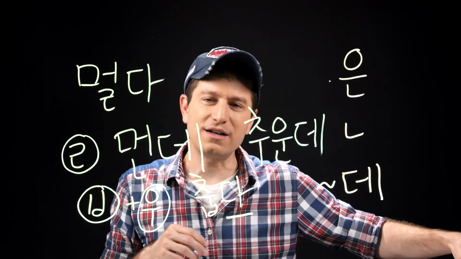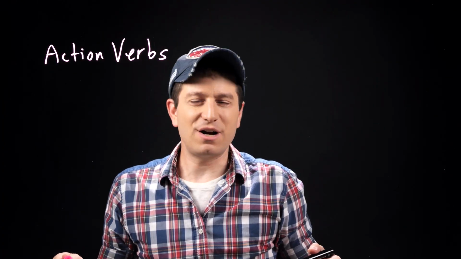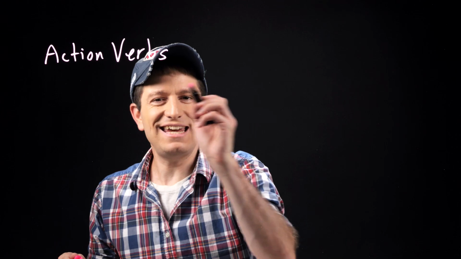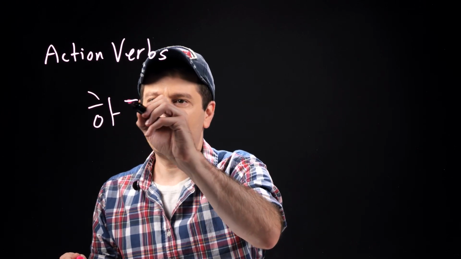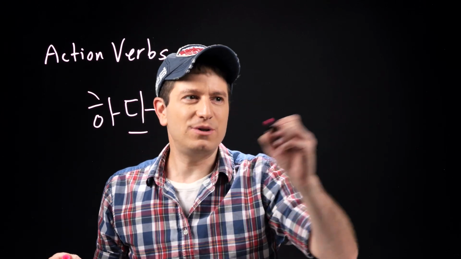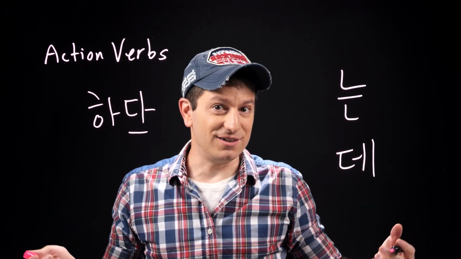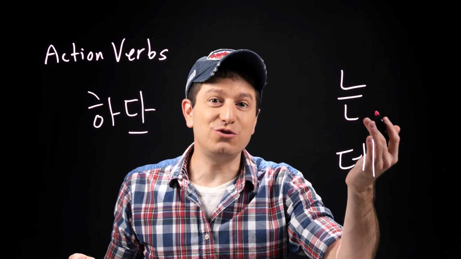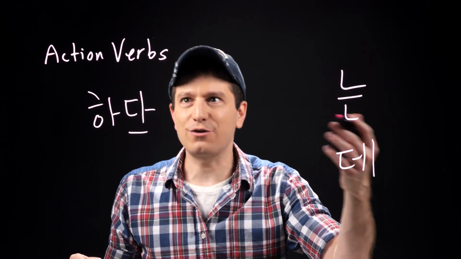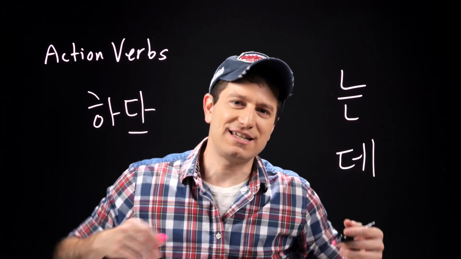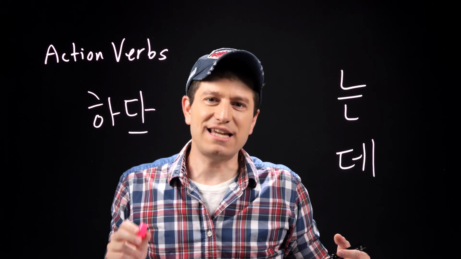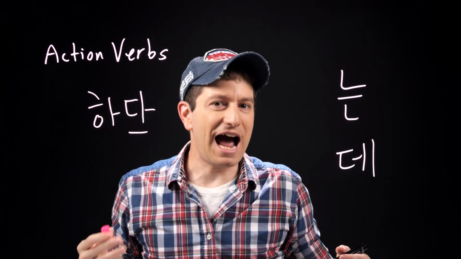Okay, so now let's go on to action verbs. For action verbs, it's much more simple. You simply take the verb stem, just like before, so let's take 하다, then you attach 는, followed by 대, and you're done. And again, this is the same thing you do when you're making an adjective out of an action verb. You simply attach 는 to the end. Now I should say this again. This is for action verbs.